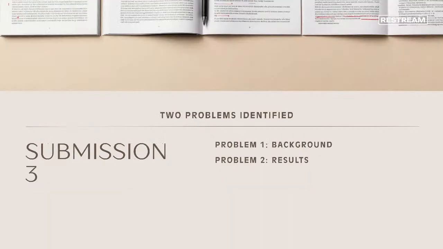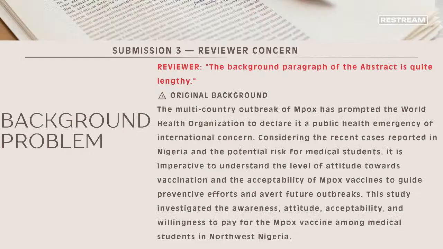Now let's look at the third submission, the comments that we had. So for the third submission, we had two issues with it. The first one was the background, and the second one was the result. So let's look at what happened to the background. So the reviewer comment here is saying that the background paragraph of the abstract is quite lengthy. The reviewer said it's lengthy, and for me personally, I didn't see anything that was wrong with this.